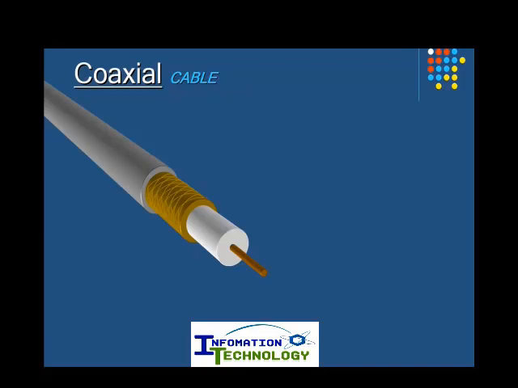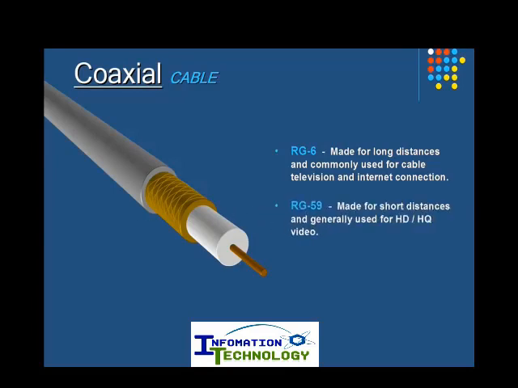There are two common types of coaxial cable that you will need to know for the exam. The first is RG6. This is made for long distances and is commonly used for cable television and internet connection. The second type is RG59. This is made for short distances and is commonly used for high definition and high quality video.